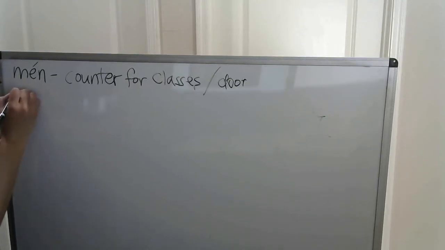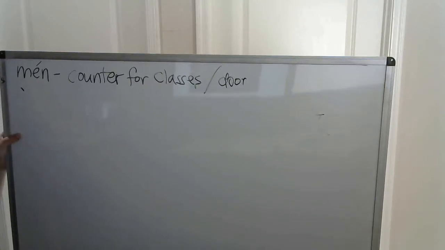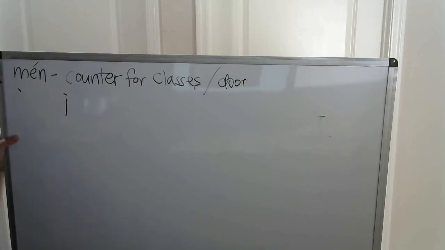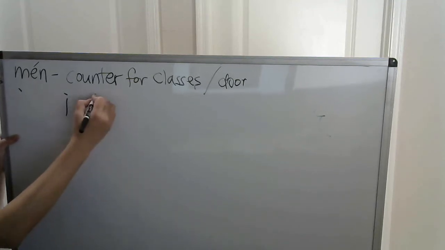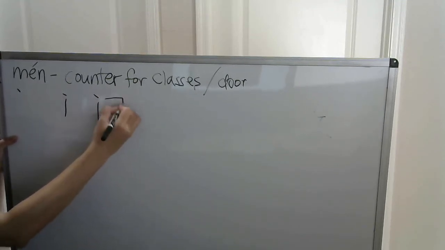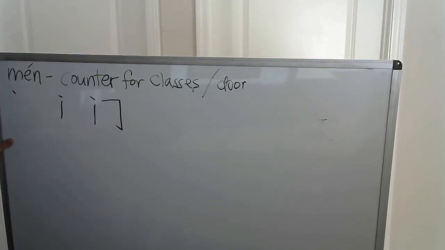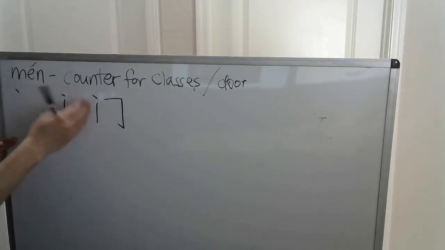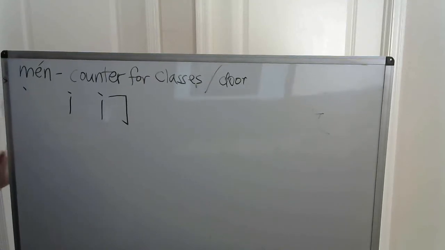We're going to start with a 点, a 竖, a 竖, and a 横折钩. And we are done. It literally looks like a door frame. Okay, and that's it, 门.